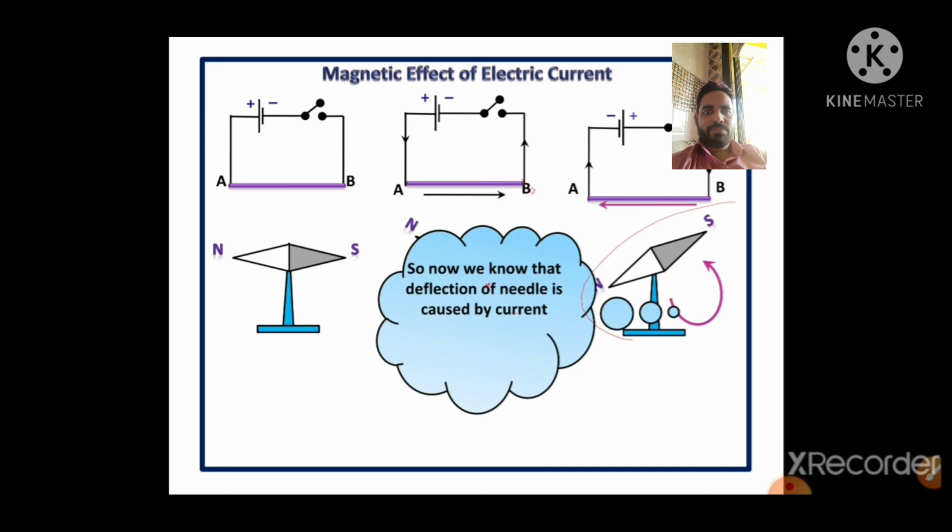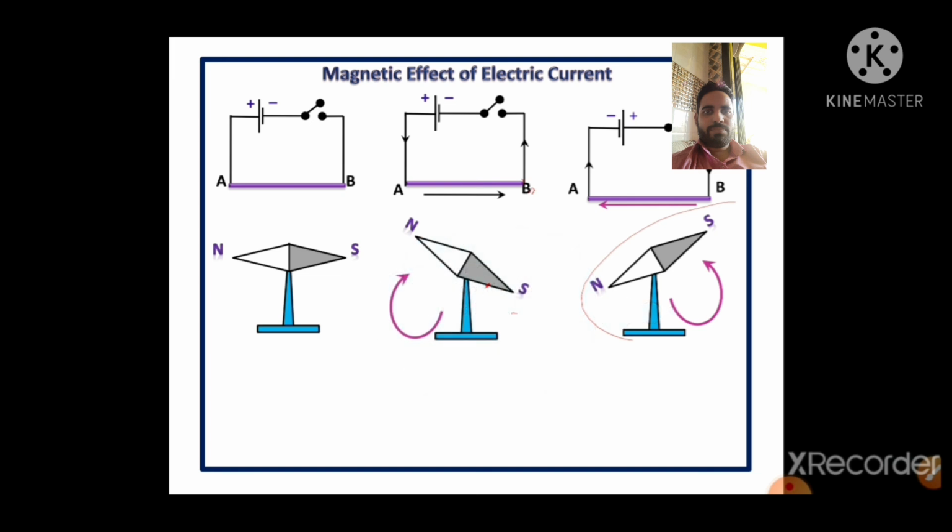So now we know that the deflection of the needle is caused by the current. From this experiment we come to know why the needle gets deflected either in a clockwise or in an anti-clockwise direction: because the wire behaves like a magnet. And why does the wire behave like a magnet? Because of the current passing through the wire, at that moment the wire becomes a magnet and it attracts the other magnet. So from this we come to know this concept, that is electromagnetism.